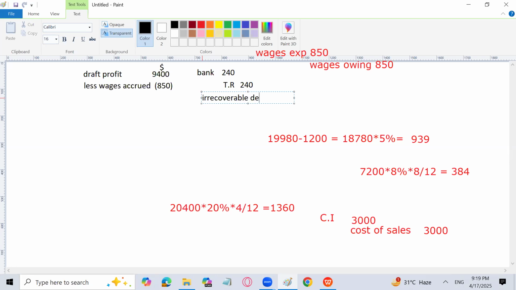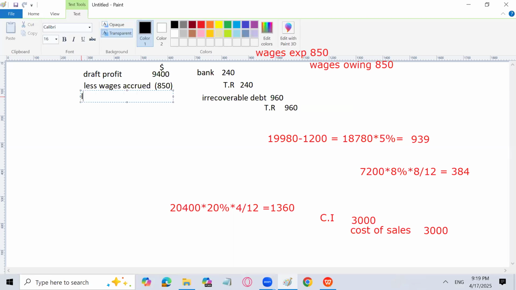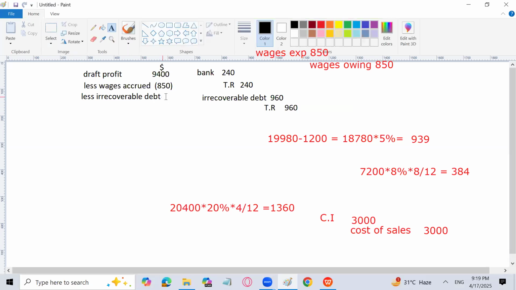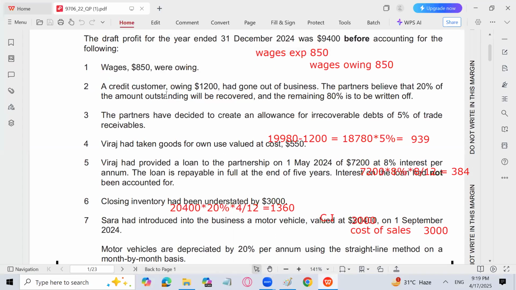Entry I am passing just to make you understand. If you don't want to pass entry, it's fine. And if you can pass, you can do that. Irrecoverable debts to trade receivable, that is 960. Okay. Now, these bad debts are not recorded, so less, it is an expense, irrecoverable debt. So that needs to be subtracted from the profit actually. So we'll write here 960 will be subtracted. Okay. Next is the partner has decided to create an allowance for irrecoverable debt of 5% of trade receivable.